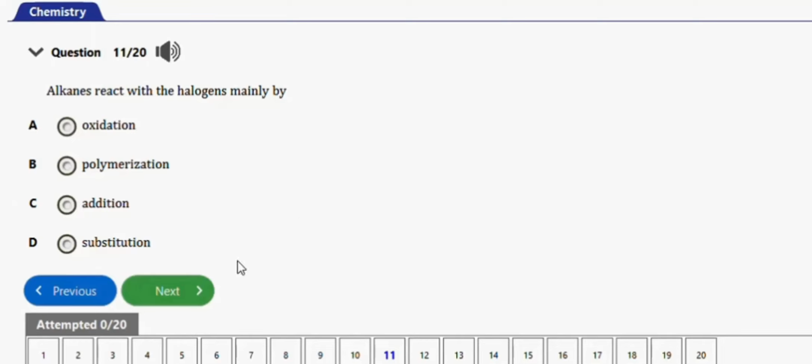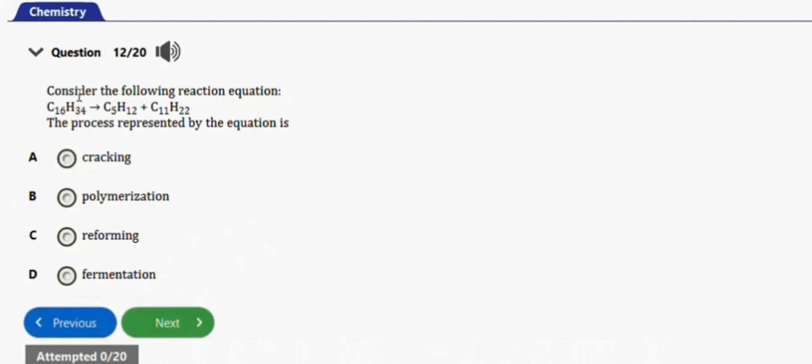Alright, so the next question is this one. It says consider the following reaction equation. The process represented by the equation is cracking, because a higher hydrocarbon is being broken down into smaller ones. So it's cracking, guys. Very important. So the next question is this one, guys.